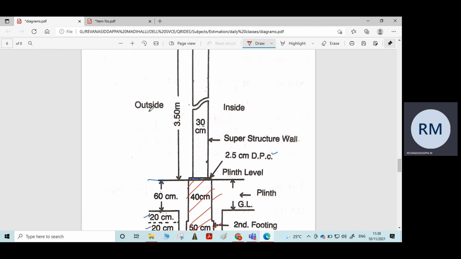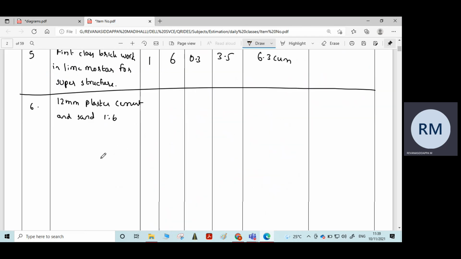First we do the calculation for the inside wall. Here you write inside. What is the unit of plastering here? In terms of square meter only, not cubic meter. The thickness of the plastering will be neglected. Here also, as with DPC, thickness will be neglected. Only the height as well as the length of the plastering will be considered.